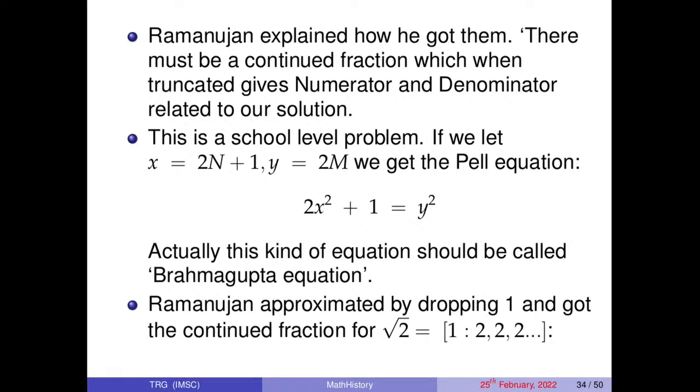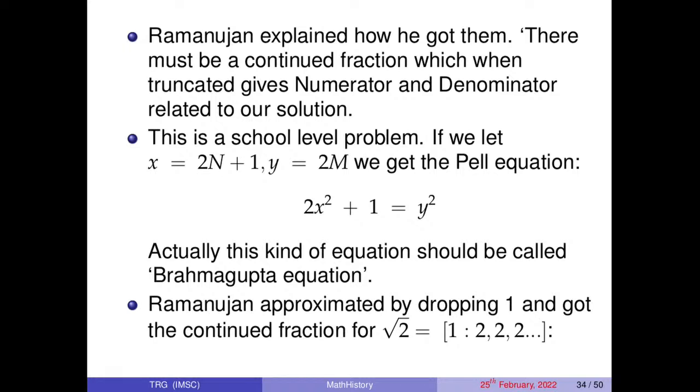So you say x is 2n plus 1, y is 2m, and you get the same equation, which is 2x squared plus 1 is equal to y squared. This is what Brahmagupta gave, but unfortunately modern mathematical literature called it the Pell equation, because Pell gave it in 1700, and Brahmagupta gave this kind of equation at least 1000 years before. Okay, this is what happened.